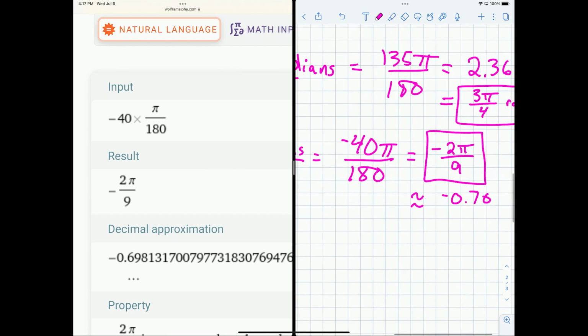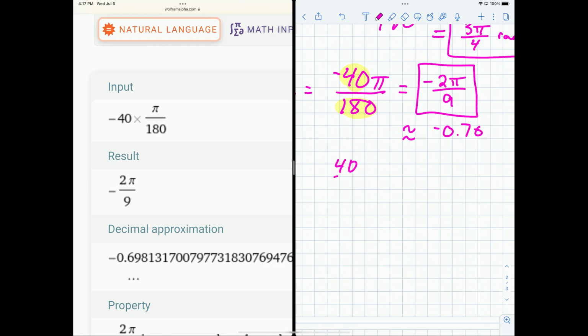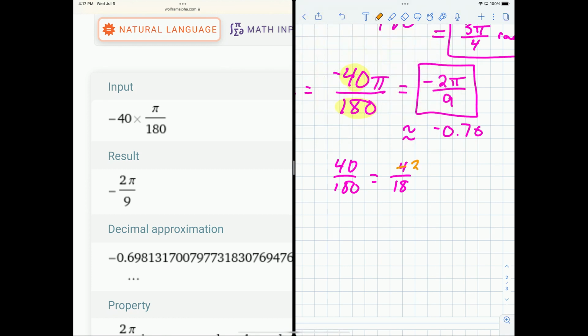Okay, you can also feel free to reduce this by hand, right? 40 over 180, if you reduce that by hand, you can cancel a 10 and get 4 over 18, and then you can cancel, 2 goes into 4 2 times, 2 goes into 18 9 times, and you can get the 2/9 yourself. So you don't have to use a calculator there, but I am.